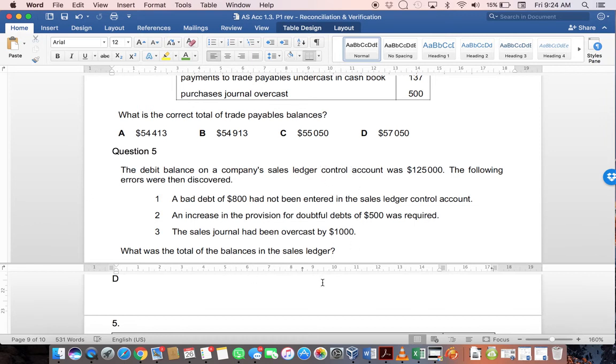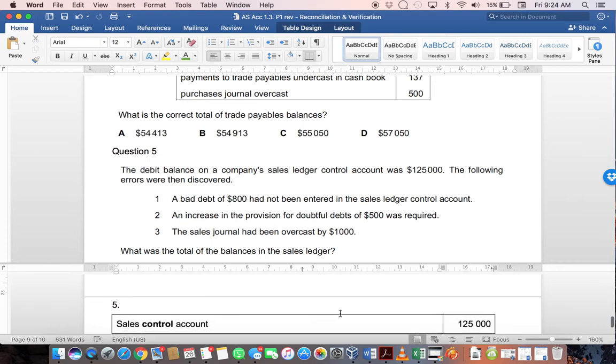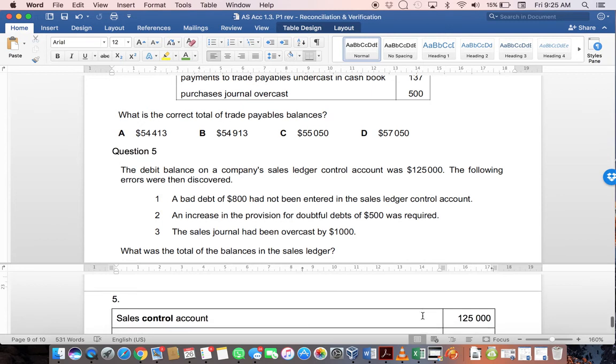Keep in mind that the control account is a summary of all the individual accounts in my sales ledger, and they should actually agree, but we're going to have to adjust based on the errors that we discover. So we will start with my control account balance of $125,000. I will then add or subtract any errors in the control account to get my total sales ledger balances.